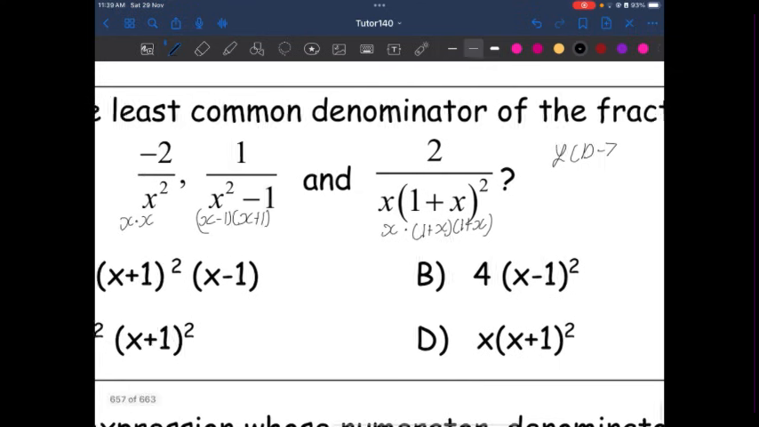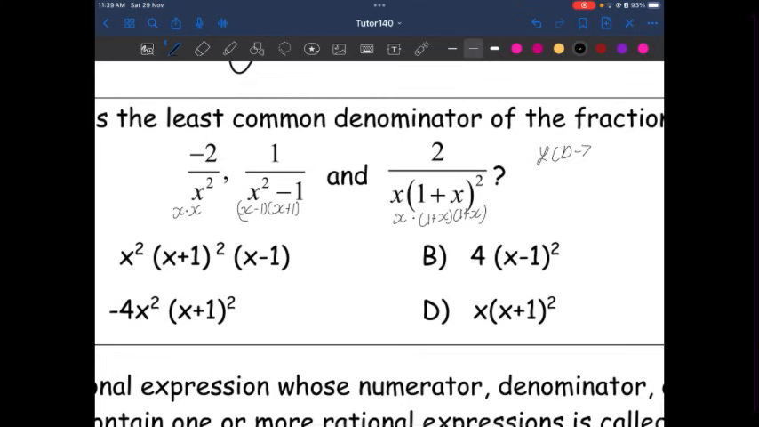So for our LCD, we're going to take the factor with the highest exponent. So we have x, right? But this over here is x squared, you see? And it's just x by itself. So you're going to take x squared.